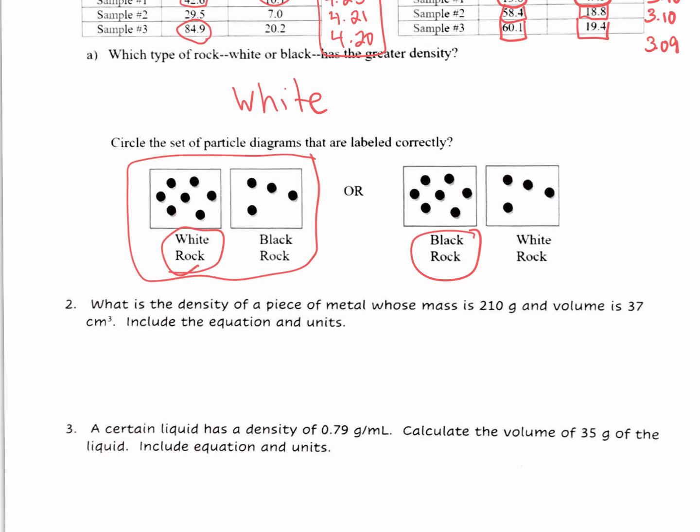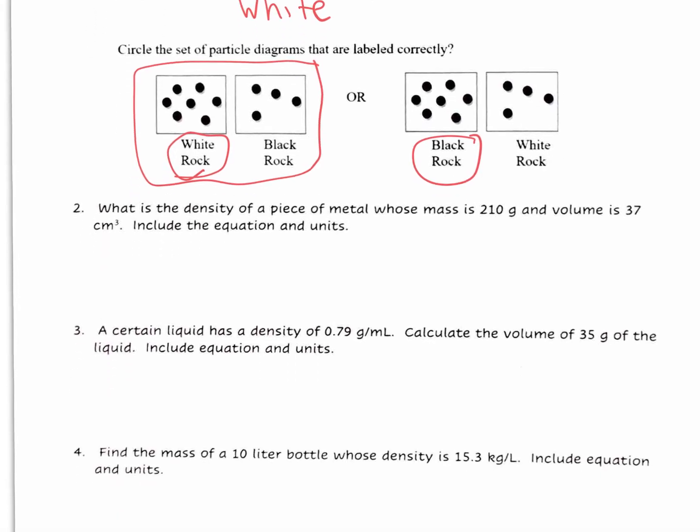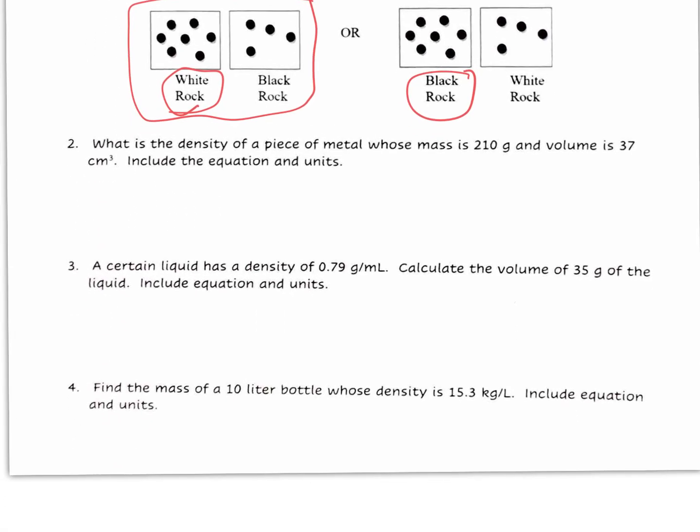Okay, another density problem. What is the density of a piece of metal whose mass is 210 grams and volume is 37 cubic centimeters? So we want to write our density equation down. Density is mass divided by volume, which is going to be 210 grams divided by 37 cubic centimeters.